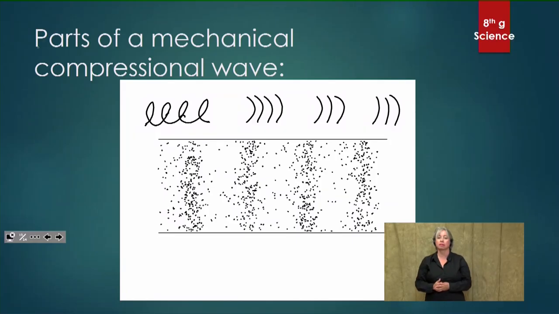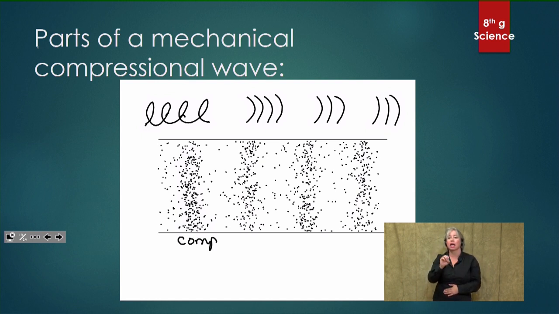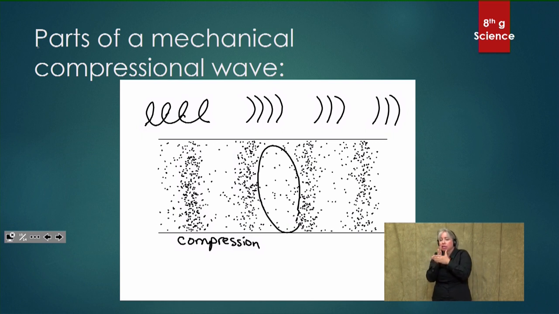This type of wave also has its own parts. Where you see that the dots are very close together, those are conveniently called our compression. So where the dots are close together, that's where the matter is being compressed. And then we have this other section in between right here. You can tell the little particles of matter are farther apart. That is called a rarefaction. And we're going to talk about that more when we get to sound. So we have a compression and a rarefaction.